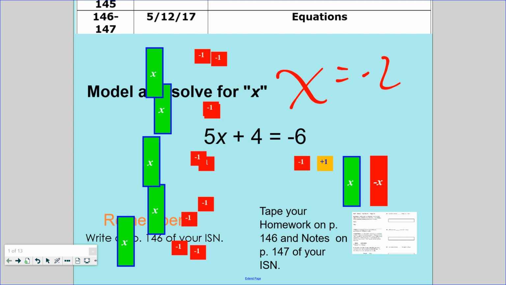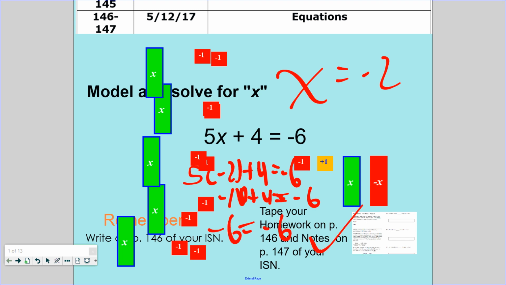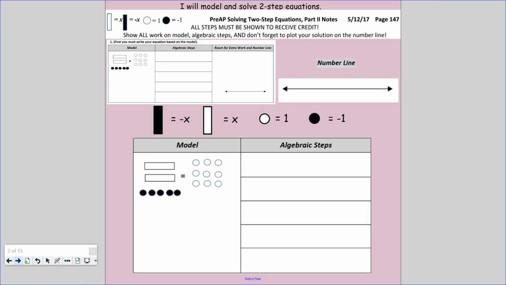Let's substitute the x with negative 2. 5 times negative 2 is negative 10, plus 4 equals negative 6. This is negative 6 equals negative 6. Check mark. So we're going to be practicing more on these. This time, it's more of you writing the steps and modeling. And now we're actually going to draw this on a number line this time.